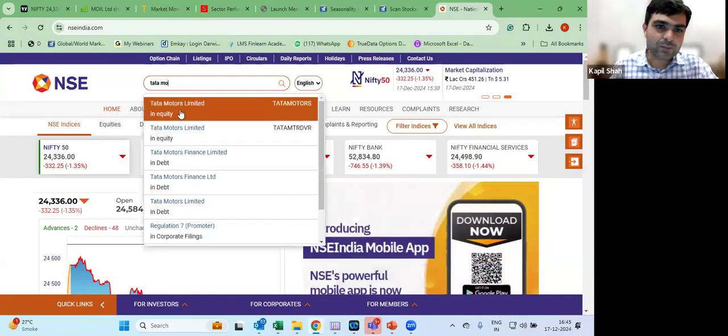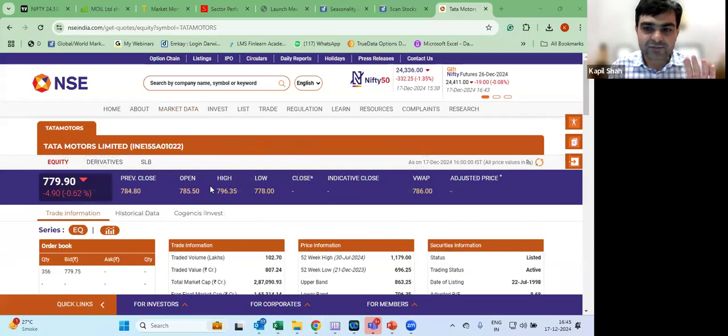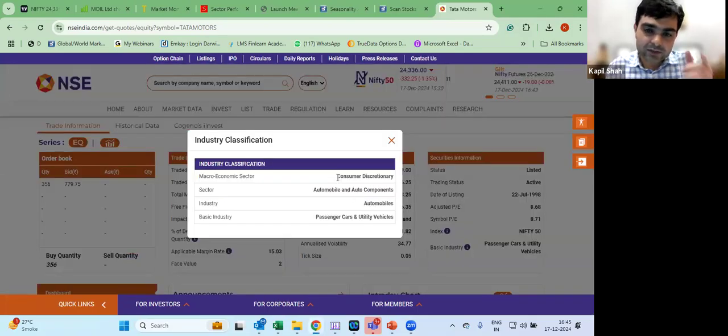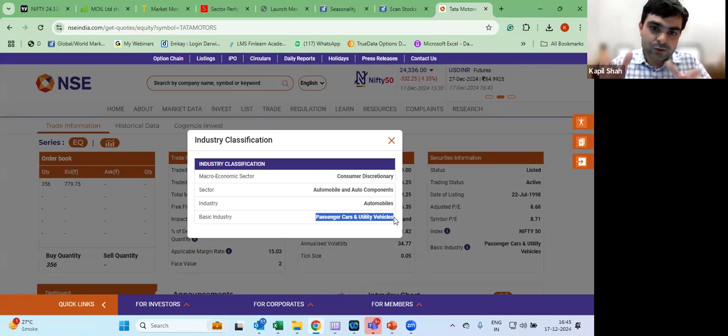Fine. This is the Tata Motors stock that I'm looking at, right? We know that this is an automobile company, but the exchange has classified it differently. If I look at the basic industry and click on it, I understand that Tata Motors, from the macroeconomic perspective, is in the consumer discretionary sector. Thereafter, sector-wise it is automobile and auto components. From the industry, it is automobile. And then the basic industry: Tata Motors is auto, but specifically passenger cars and utility vehicles.